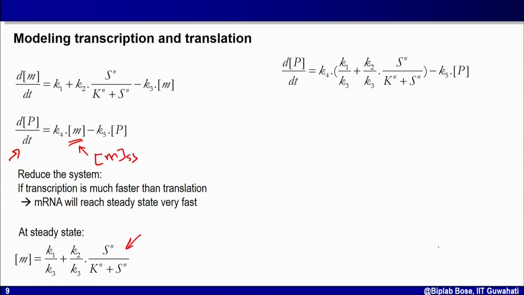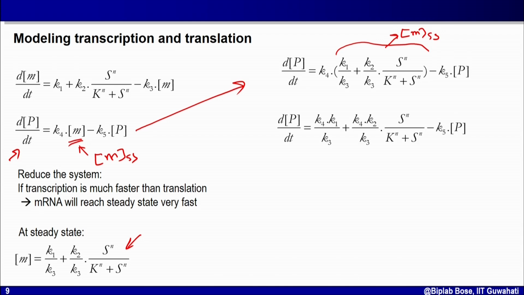So I will replace that. So I can write from this relation, dP/dt is equal to K4, the rate constant for translation, into the steady state concentration of mRNA that we have just calculated, K1 by K3 plus K2 by K3 into the Hill function, minus K5 into P. Now I will club multiple parameters together.